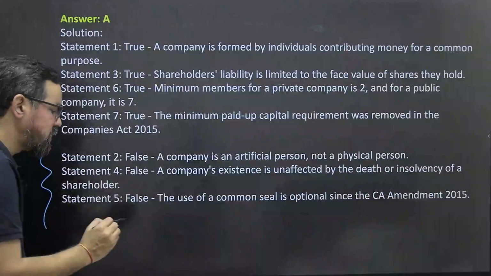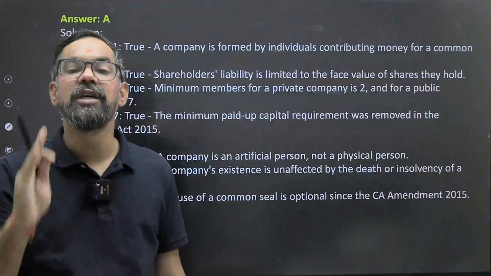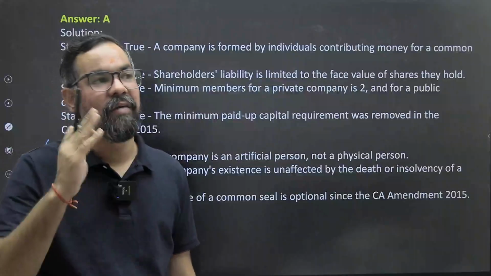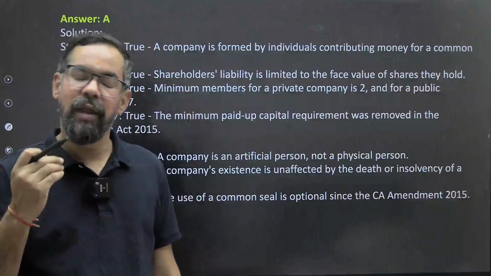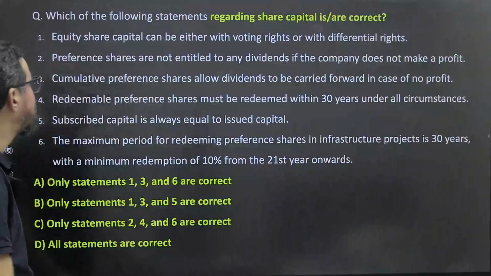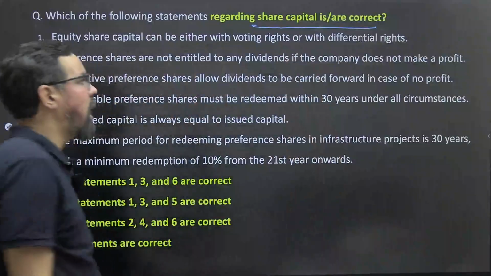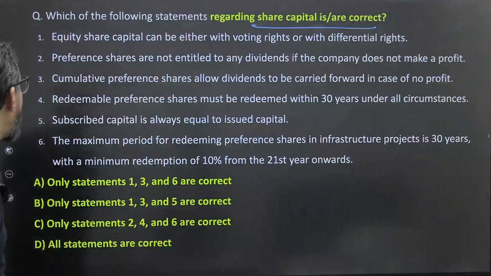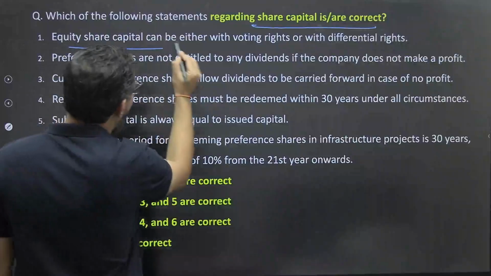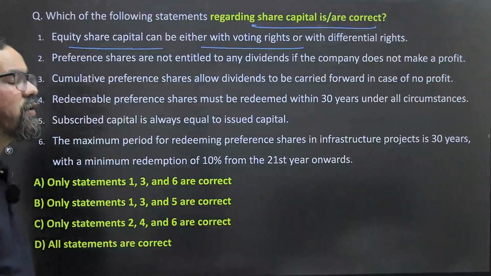So these are the false statements, and this is related to the features of a joint stock company. We have around 13 to 14 features, and every time they'll ask questions around those. One another question, guys. Which of the following statements regarding share capital are correct? So equity share capital can be either with voting right or with differential right.